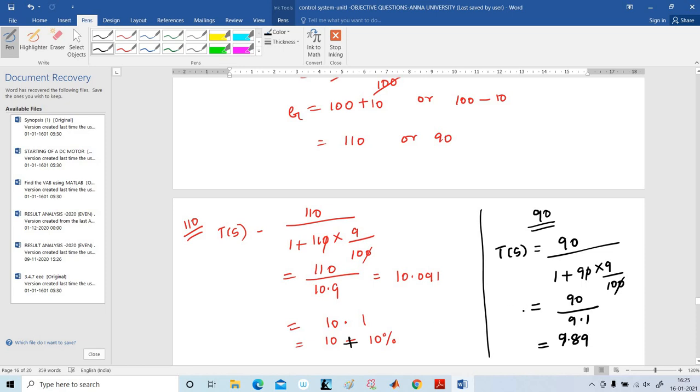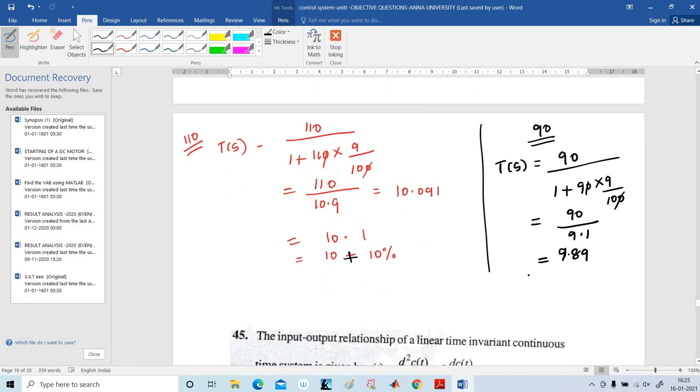So how to write this 9.89? Can we write it like this: 10 minus 10%. Okay, 10 minus 10%. So the overall value, 10 plus or minus 10%, is the correct answer. Okay, next.